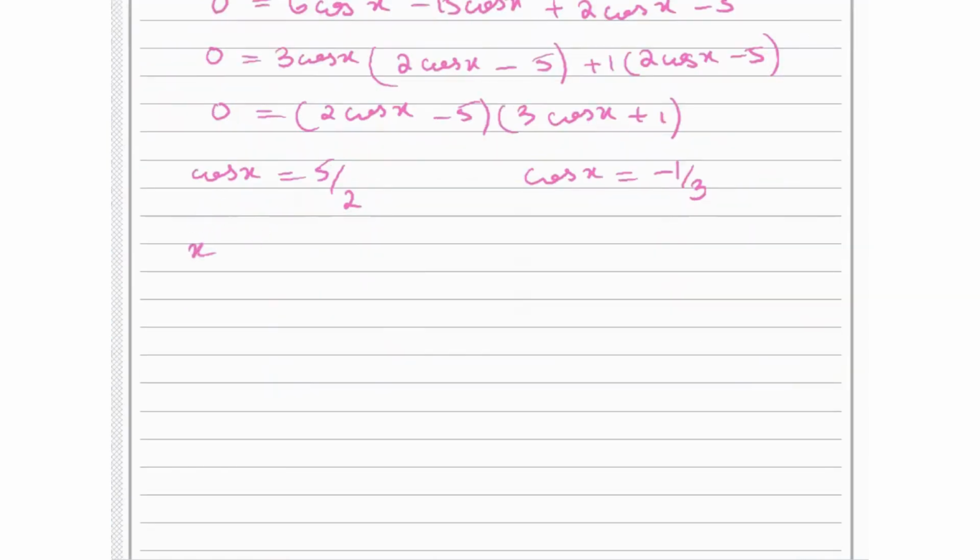So over here it's going to be cos inverse of 5 over 2, which is not applicable because cos cannot be greater than 1, and this is cos x equals 2.5. Hence, cos inverse of negative 1 over 3 gives us 1.91. So 1.91 radians is your angle correct to 3 significant figures.